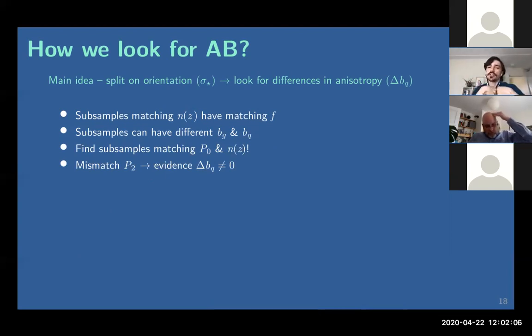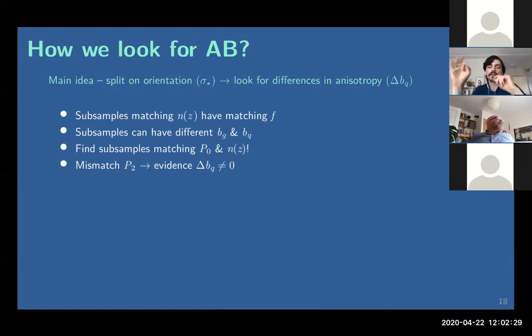If they have matching monopoles and matching redshift distribution, matching redshift distribution just tells you that the window function is completely the same. So if you have matching monopoles, you have to match quadrupoles as well, since there is no reason why the quadrupoles should be different if the growth rate f is the same.